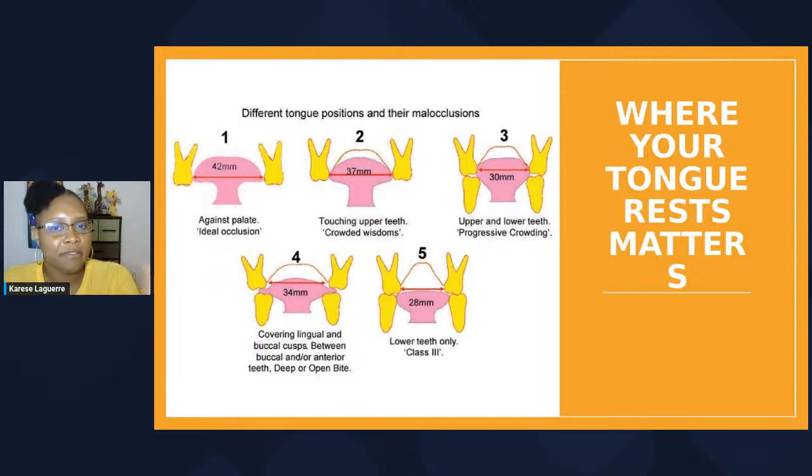Then you have image three, where we're looking at 30 millimeters, which, if you're 8 years old, that's wonderful. But outside of that, you really need much more width in between. And these are the people who say that their tongues are too big for their mouths. Well, we know that that's not true. It's actually that their mouths are too small and that the tongue hasn't been sitting where it needs to sit.